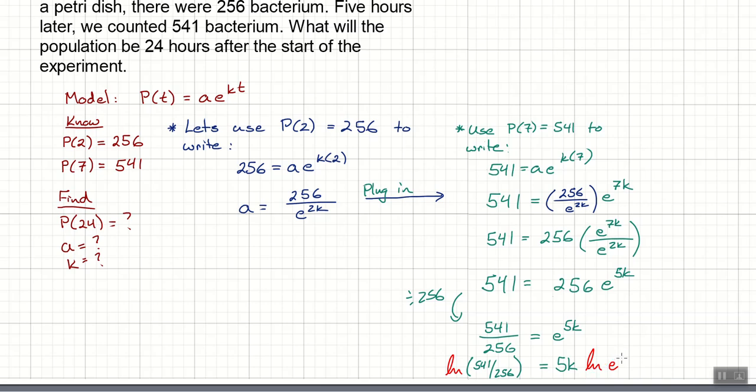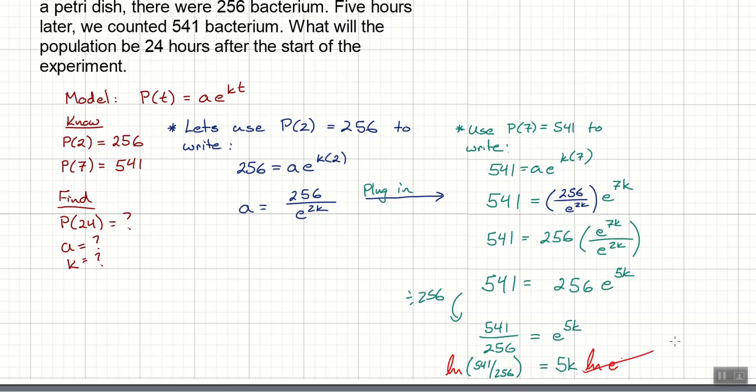Just a reminder, if you were looking down, I moved the power out front because that's my power property. And then what's the natural log of e? 1. Yeah, e to the 1 is e. Gosh, so this is just gone.